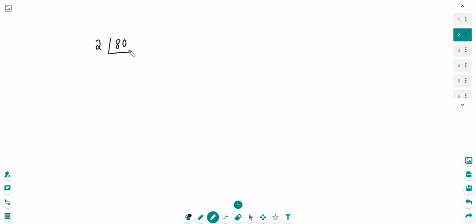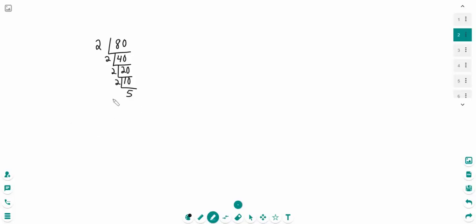And remember, 2 can go into anything that's ending with a 0 or an even number. So 2 can go into 80 how many times? 40 times. 2 can go into 40 how many times? 20 times. 2 can go into 20 how many times? 10 times. 2 can go into 10 5 times, and 5 is a prime number. So we've reached our prime number here.